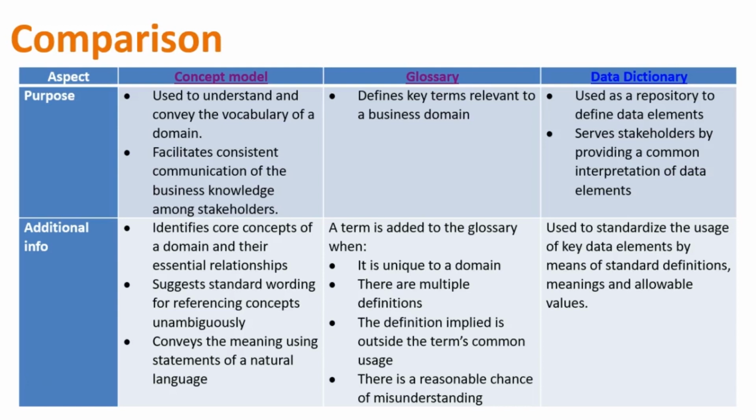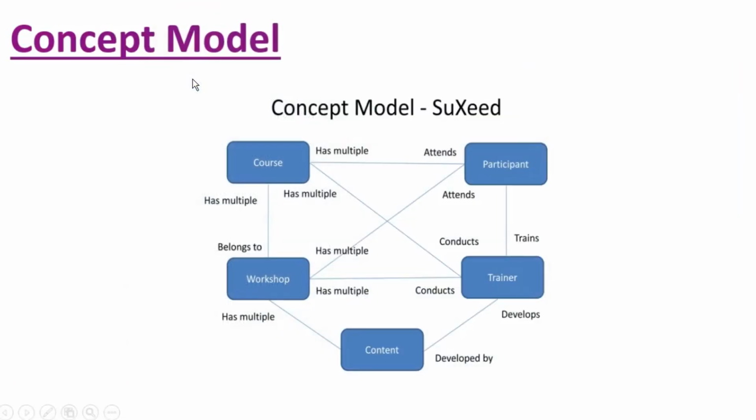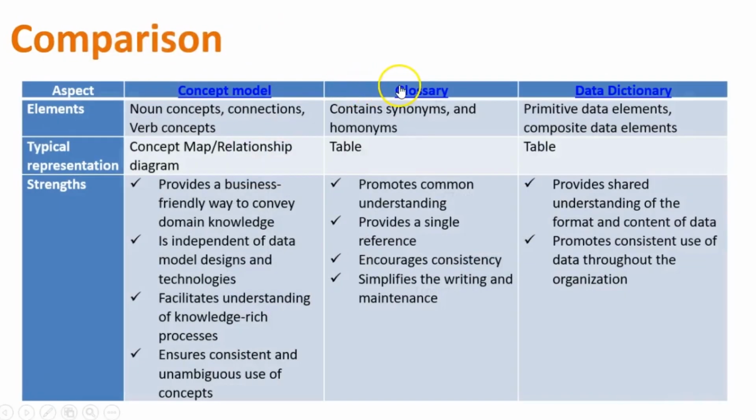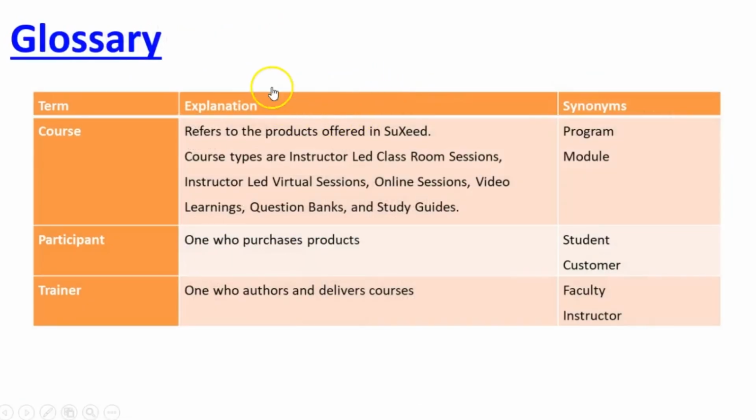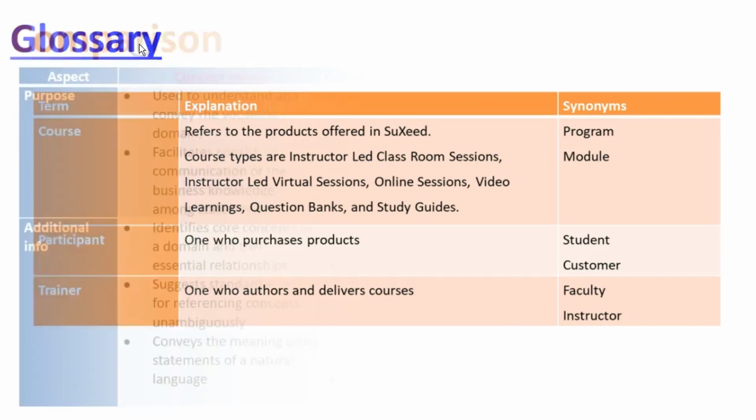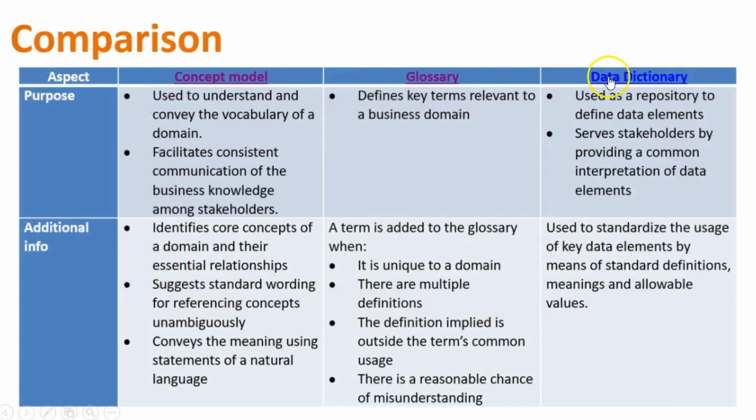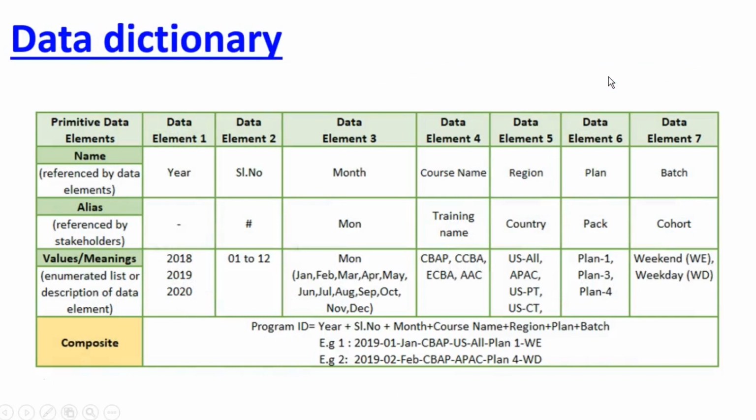So don't get bogged down by the complex words that I'm using. I will be explaining it to you by means of an example, just like I have done with all the other videos. So let's get into the examples. So the concept model would look like this. I'll get into the details as and when I come across that. Now the glossary would look something like this. And the data dictionary would look like this.